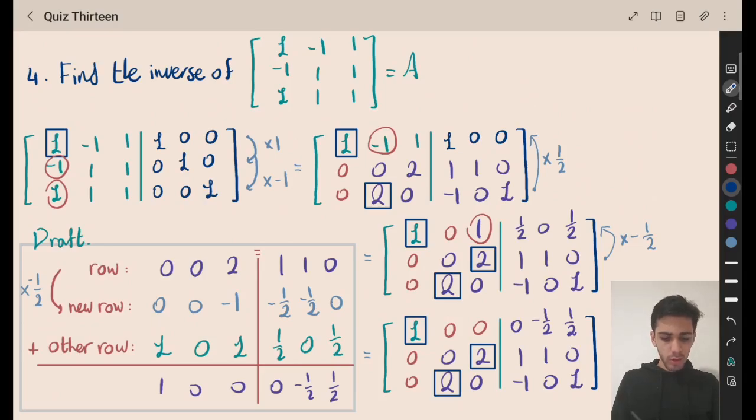And one thing I noticed about this matrix is that it is symmetric. If you take the transpose of this matrix, it's equal to itself. Isn't that cool?